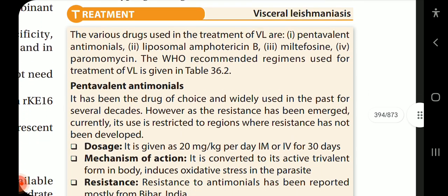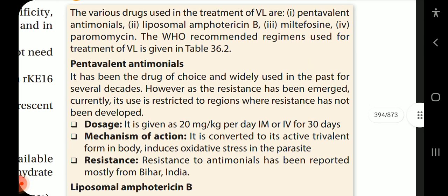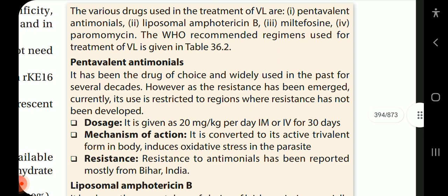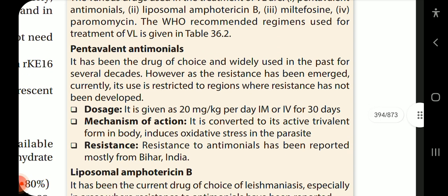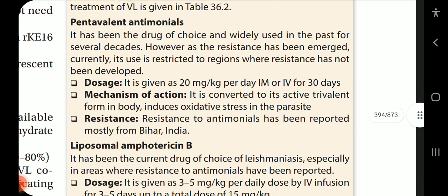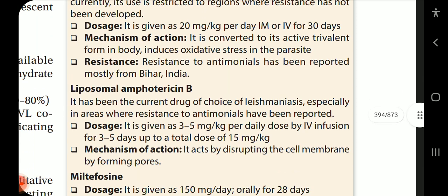Treatment of visceral leishmaniasis. The various drugs used in treatment of visceral leishmaniasis are pentavalent antimonials, liposomal amphotericin B, miltefosine, and paromomycin. The WHO recommended regimen used for the treatment is given in the table. Pentavalent antimonials. It has been the drug of choice and widely used in the past for several decades. However, as resistance has emerged, currently it is restricted to regions where resistance has not developed. Dosage is 20 mg per kg per day, IM or IV, for 30 days.